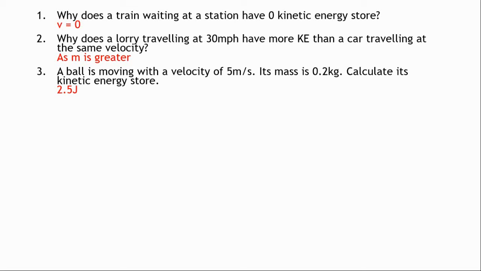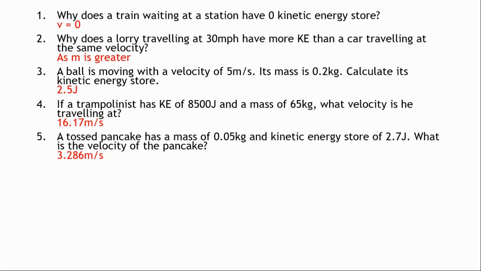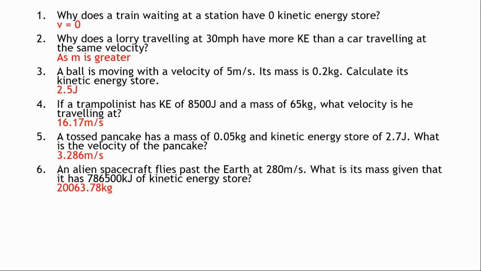There's your calculation for a ball, which is just a straight calculation. You then have to do a rearrangement to get the velocity. And remember, you'd need to do a square root at the end of that to get the V. And number 5, you've got a tossed pancake. And again, to get the V, you'd have to do a square root. You've got an alien spacecraft. And here you'd have to do a rearrangement to get a mass that large.